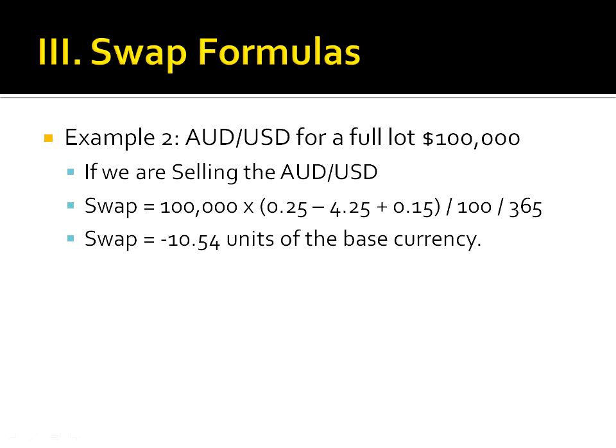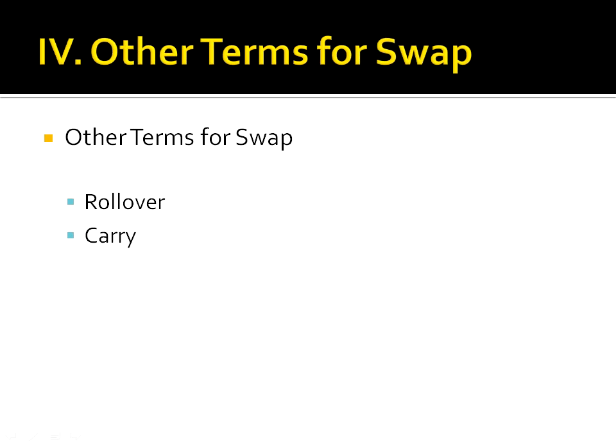It will be automatically debited out of your trading account at 5 p.m. Eastern when the accounts are automatically closed and instantaneously reopened. That number is going to magically disappear out of your account because you are selling the high interest and buying the low interest currency. A couple other terms that you're going to hear for swap are rollover or carry.